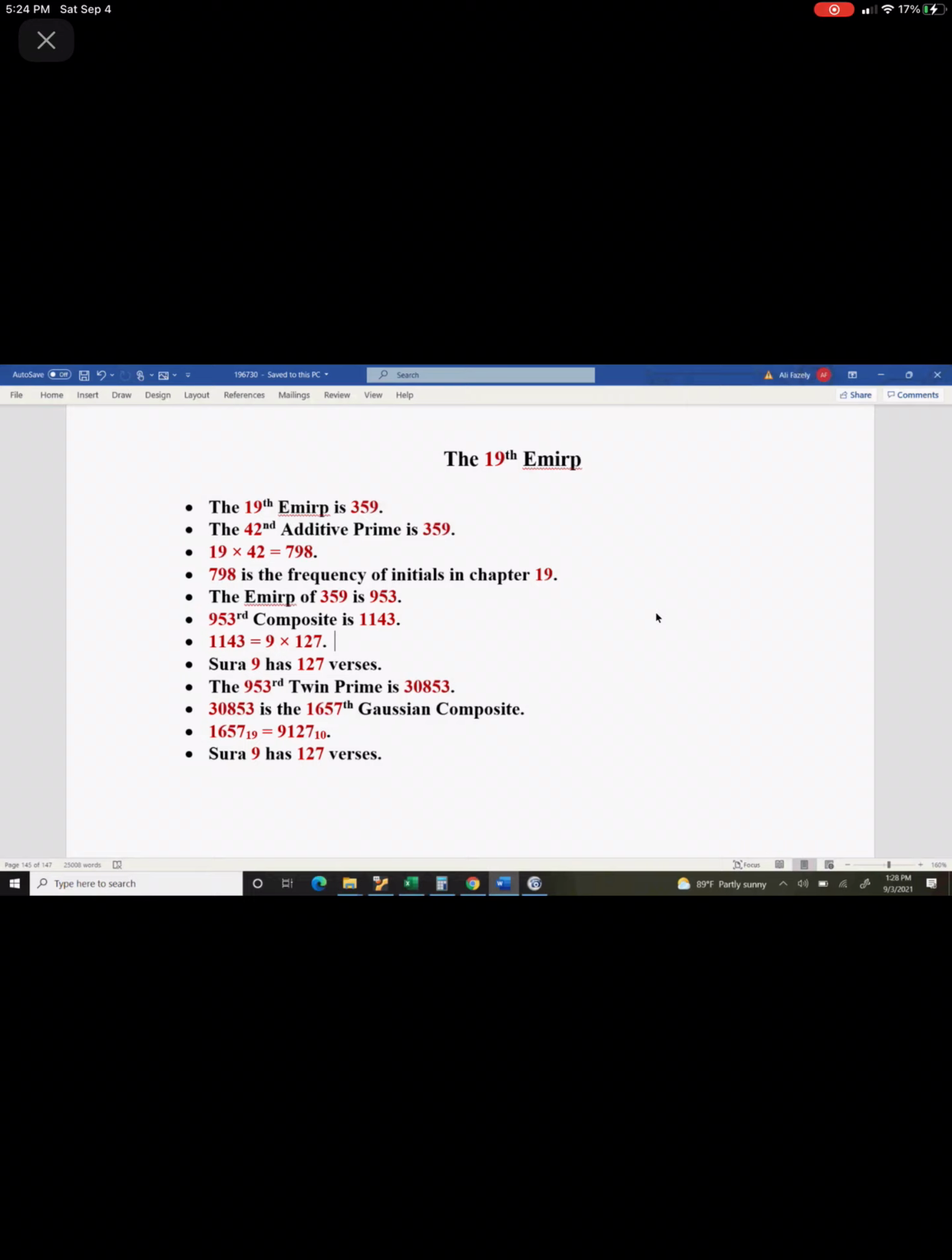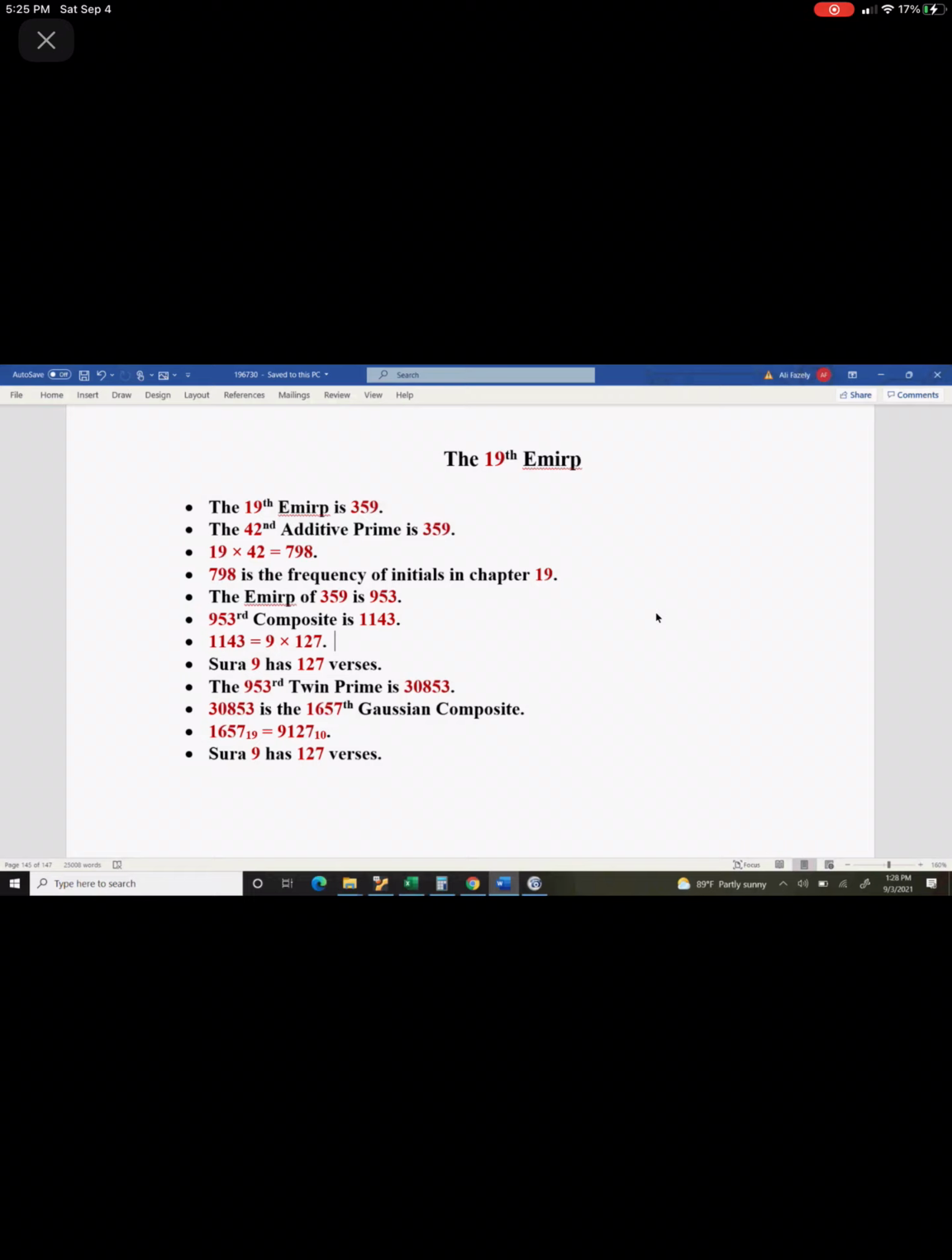But more importantly, this happens to be a Gaussian composite. 30853 happens to be a Gaussian composite, and the index of this Gaussian composite is 1657. Okay? 1657 in base 19 is 9127 in base 10. And again, Surah 9 has 127 verses.